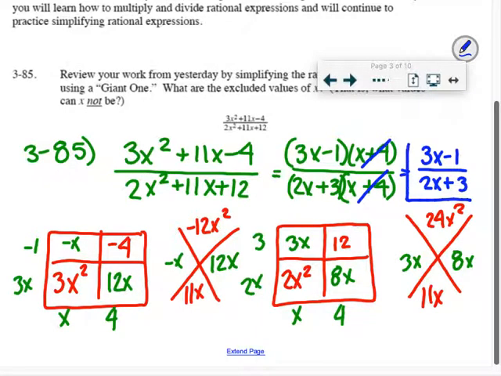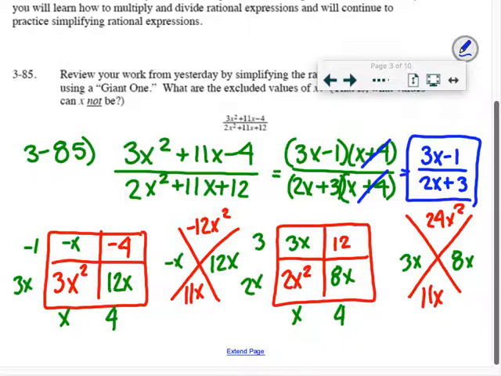Now you always, always, always want to be checking to see if you can factor further, because if you can factor further, there's a possibility that you can get even simpler. So you're asking yourself, can I factor 3x minus 1? Is there something that goes into 3x and 1? No. Can I factor 2x plus 3? No. Okay, so we are as simple as we can get. So that is a review from yesterday.